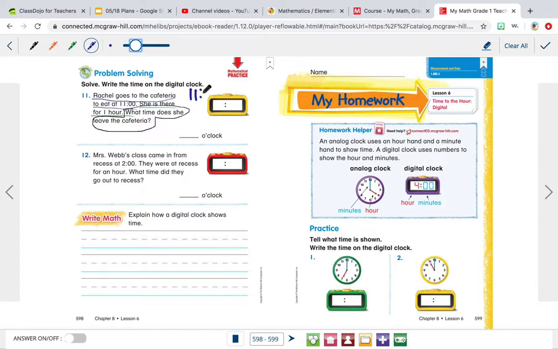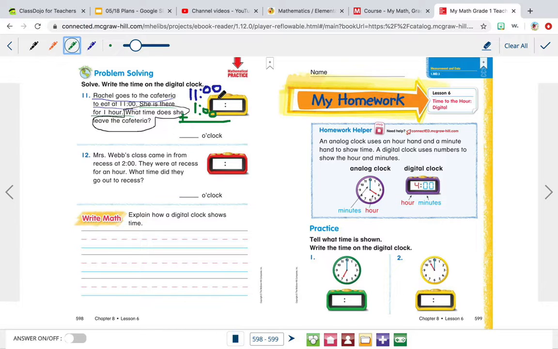So I'm going to do 11 colon 0, 0. She eats for 1 hour. So what I'm going to do is add 1 hour. So here's 1, and here's my minutes, 0, 0. What we're going to do is add all of it and see how long she was there. What time did she leave? So she got there at 11 and she stayed for 1 hour. So what time did she leave?